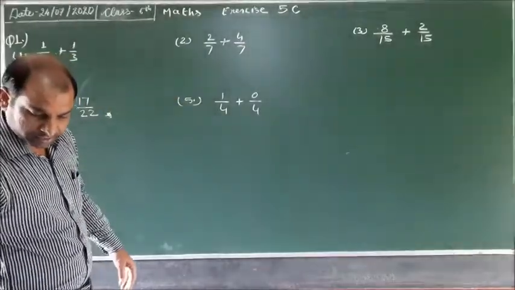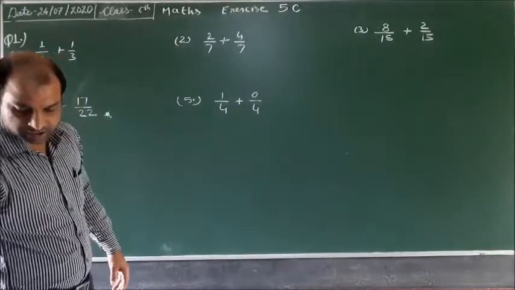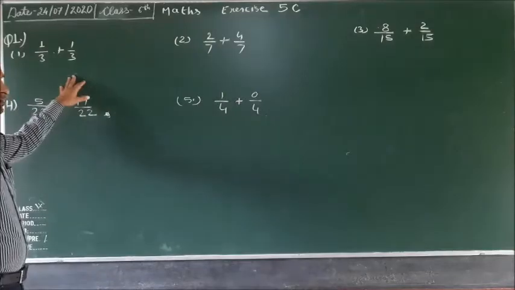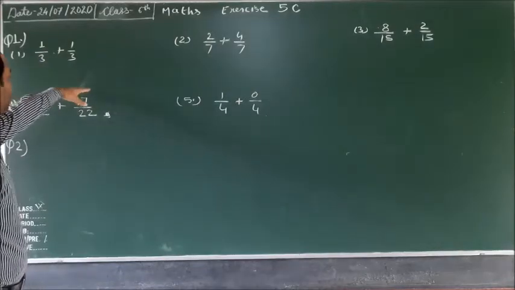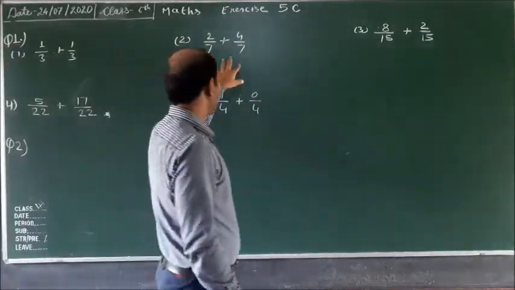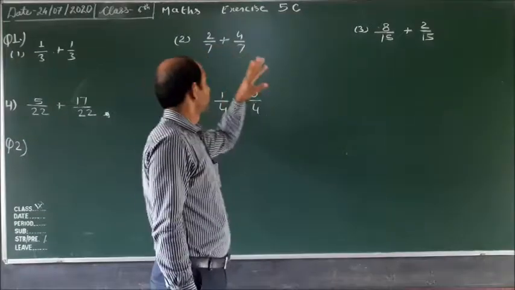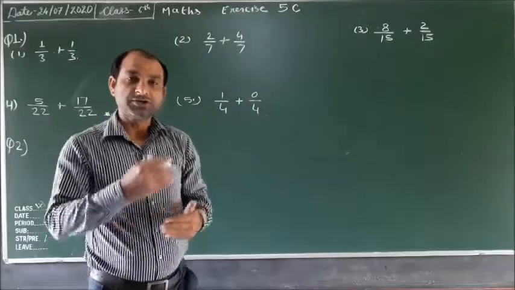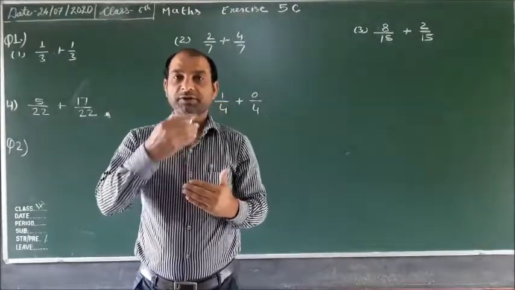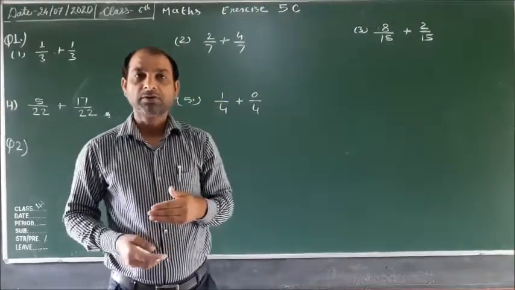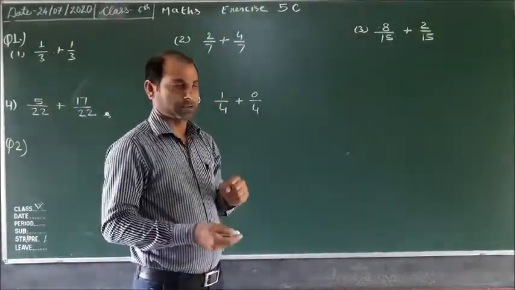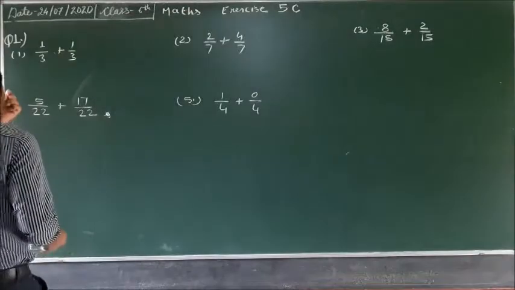And in this exercise, the first question is: express your answer in the simplest form. This is your first question, 1/3 plus 2/7 plus 4/7. First we add, then we convert into the simplest form, or we can say we change into the lowest term. Okay, now first we add here.